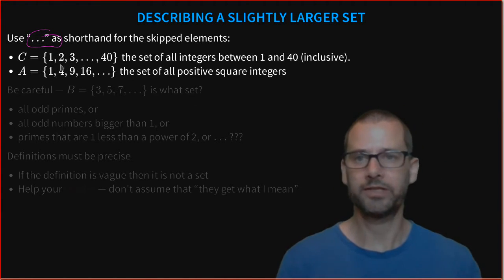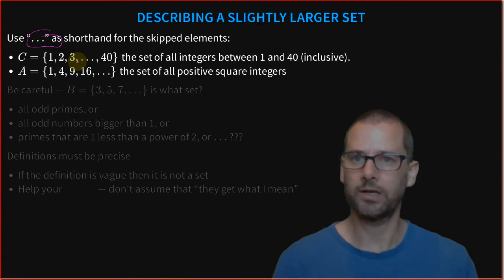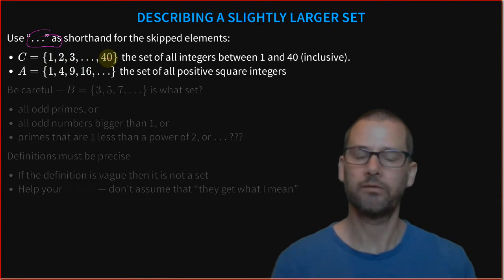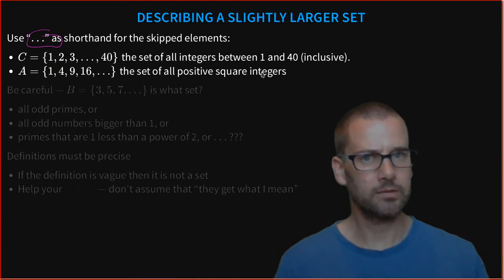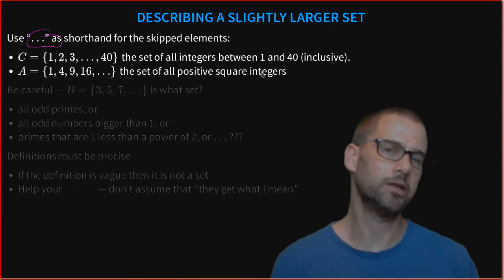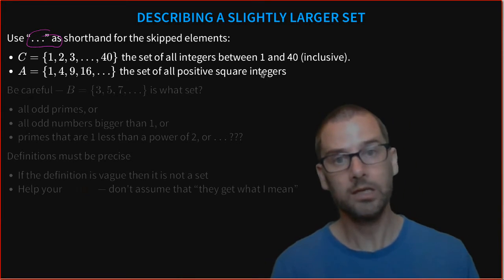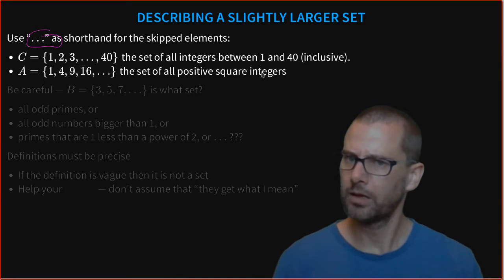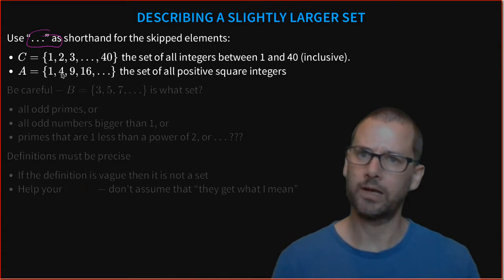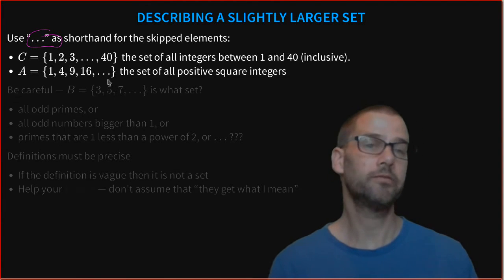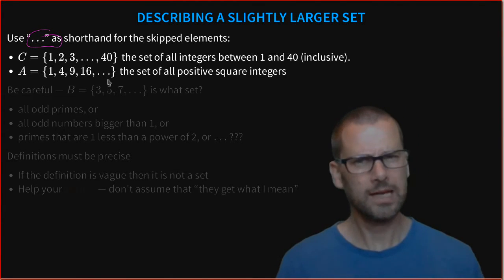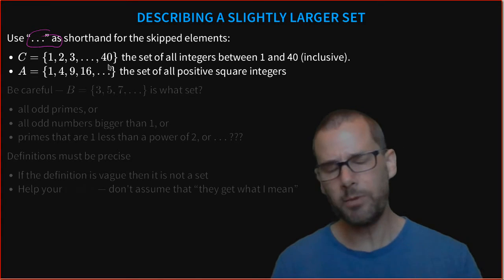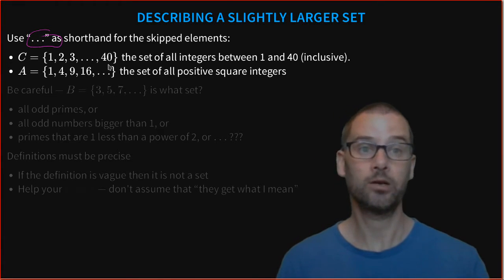So for example, the set C here, we'll write as 1, 2, 3, 4, ... up to 40. And what we're telling the reader here is that this is the set of all positive integers between 1 and 40 inclusive. Okay, so it's pretty clear. The set A being 1, 4, 9, 16, ... This is the set of all positive square integers. Okay, again, this should be fairly clear, and maybe we're expecting the reader to understand this by context.